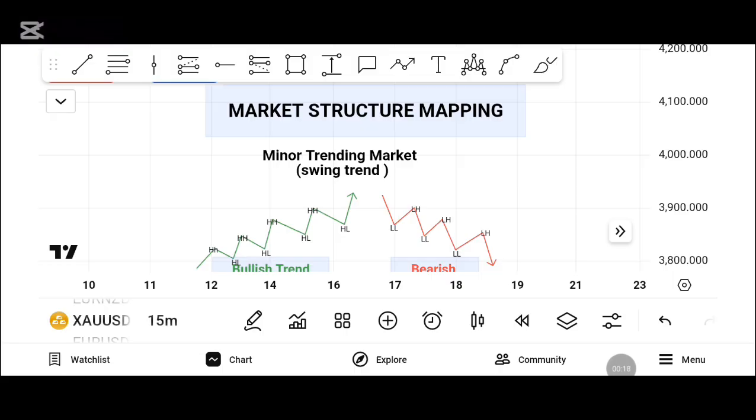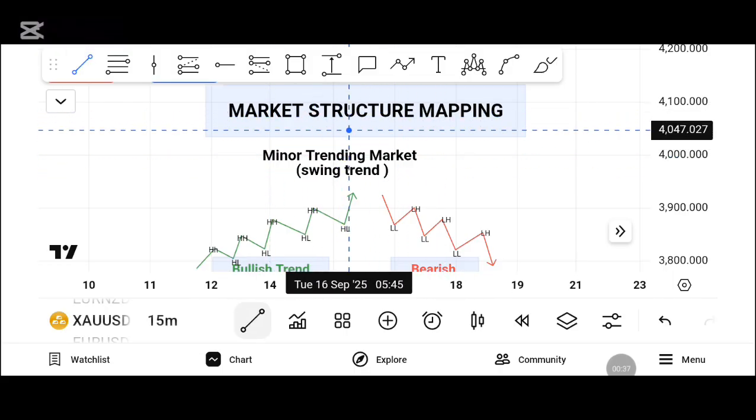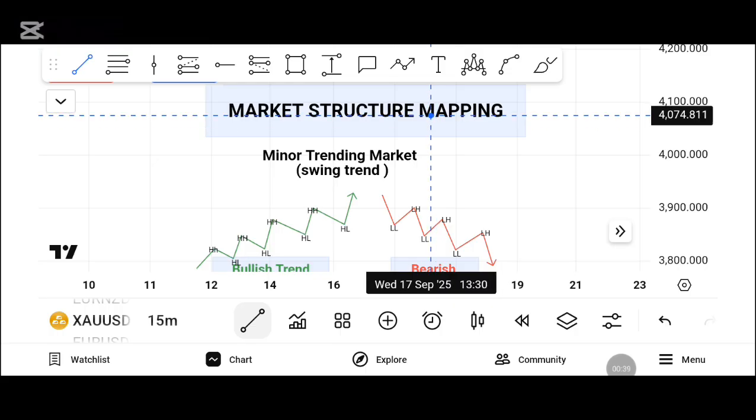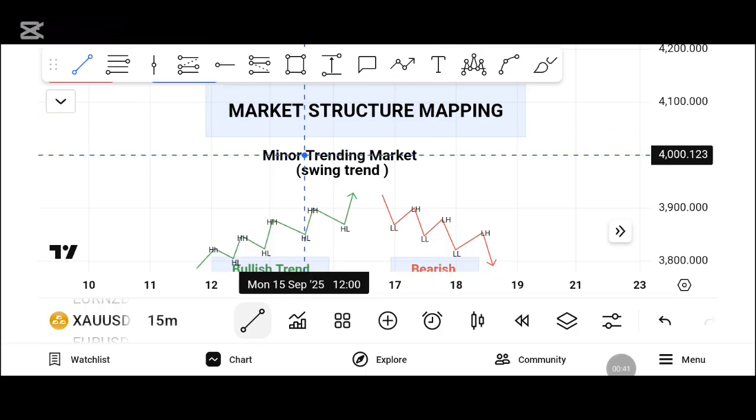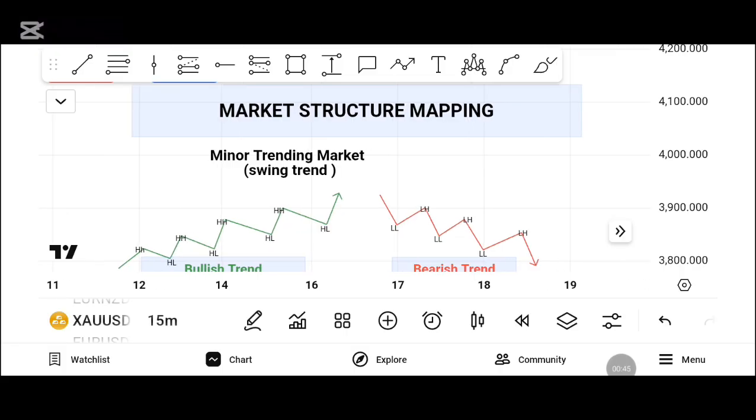So I want to break this market structure down to you and how you can start analyzing your trade. In this episode, this is market structure mapping. This is what we are going to be talking about: how you can map your correct market structure. So let's go deeper.